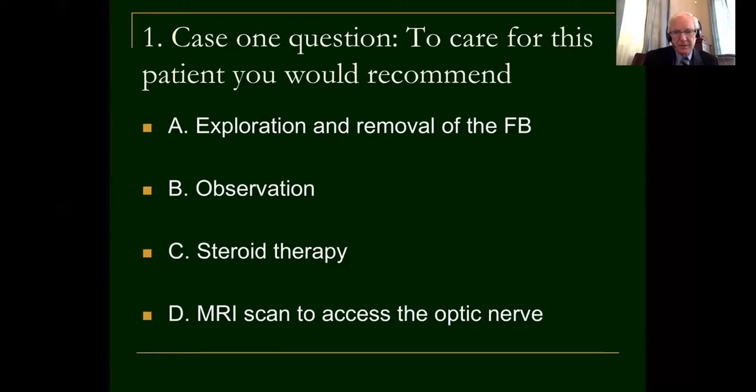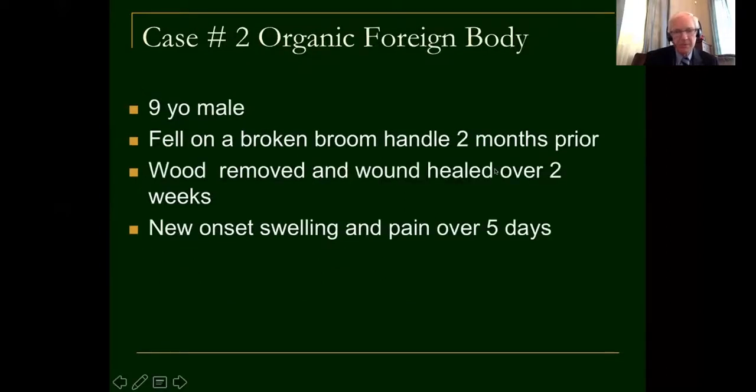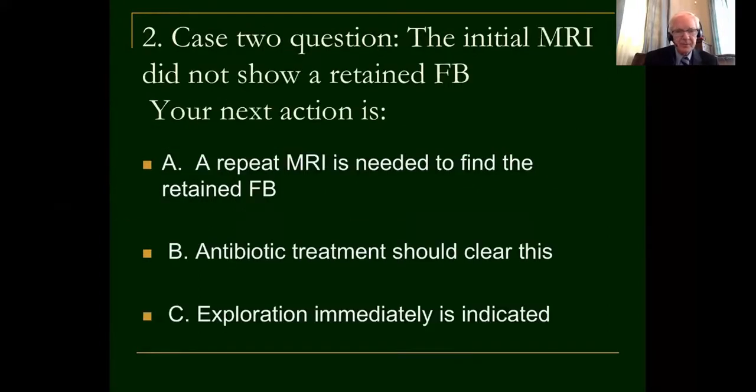So let's go to our next group. The 9-year-old male fell on a broken broom handle 2 months prior, wound removed, wound healed over 2 weeks, new onset of swelling, pain over 5 days. So second question, let's do the question again. Your next action is A, repeat an MRI. A repeat MRI is needed to find the retained foreign body. B, antibiotic treatment should clear this. Or C, exploration immediately is indicated. So this is my question, what should you do first? And I'll see what the group says.